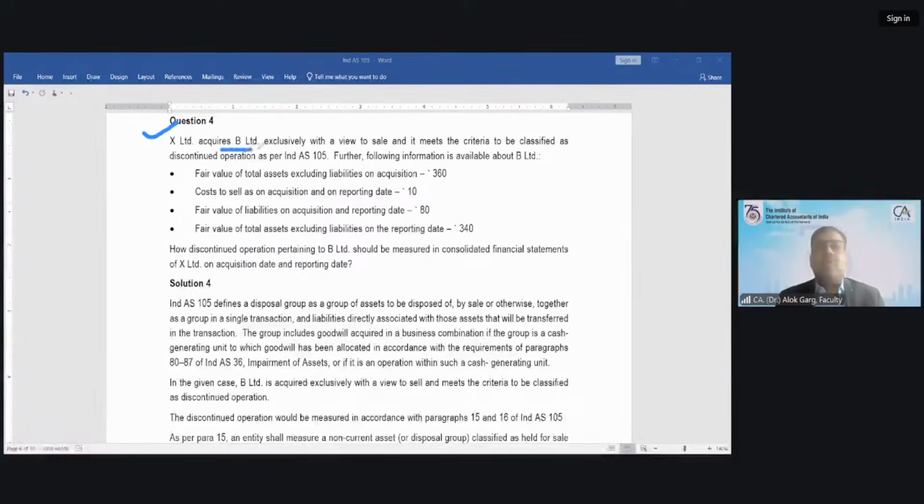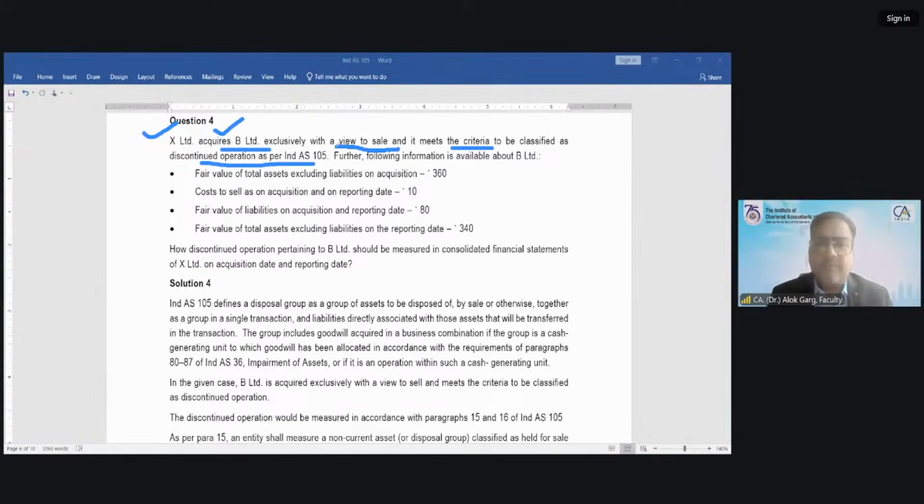X Limited acquires B Limited exclusively with a view to resale, and it meets the criteria to be classified as a discontinued operation as per Ind AS 105. X Limited acquires B Limited exclusively with a view to resale. This company is acquiring another company, and why? For the purpose of resale.